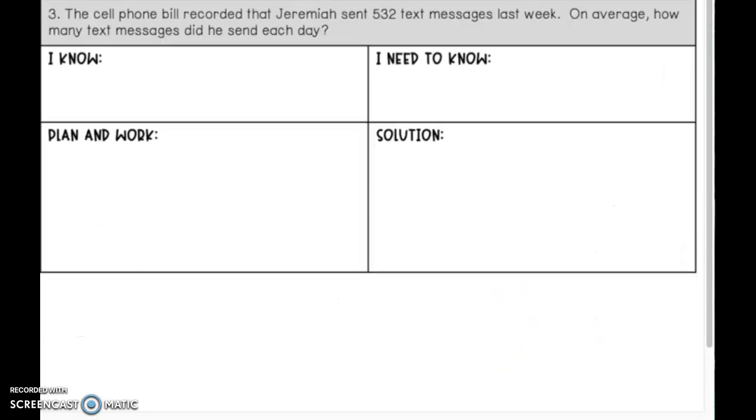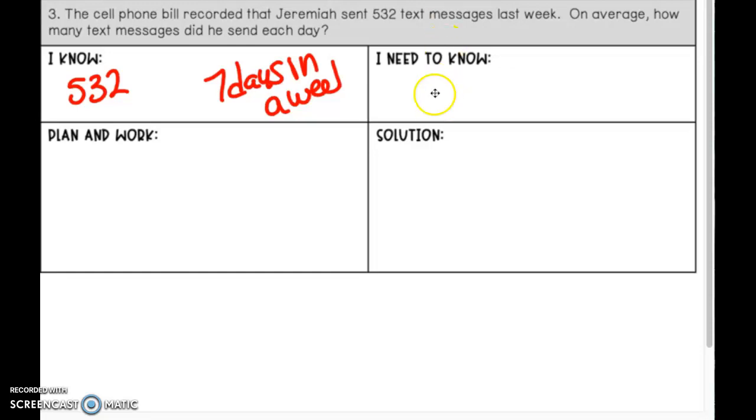All right, so now we're actually going to solve our equations here. The cell phone bill recorded that Jeremiah sent 532 text messages last week. On average, how many text messages did he send each day? First of all, we know that he sent 532. We know that there are 7 days in a week. It doesn't tell us that, but we do know that. So what do we need to know? How many text messages per day? Remember, per means multiplication.